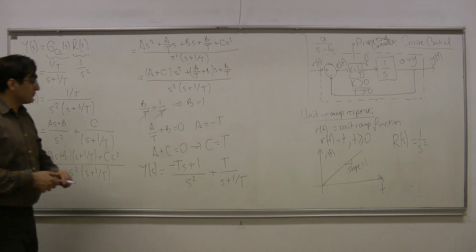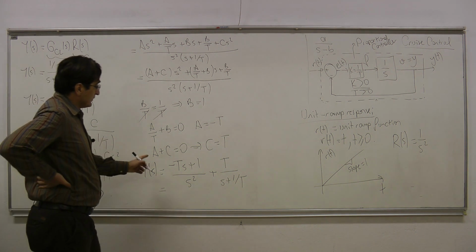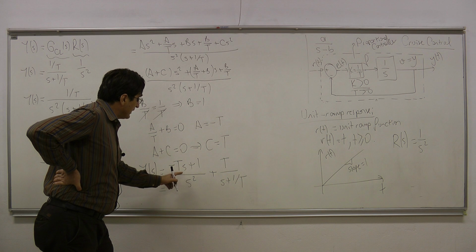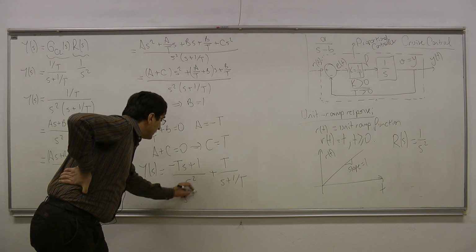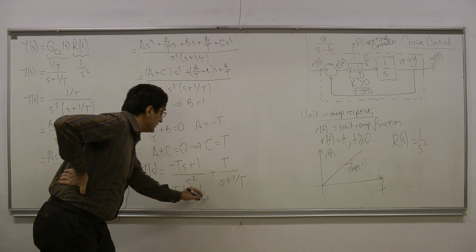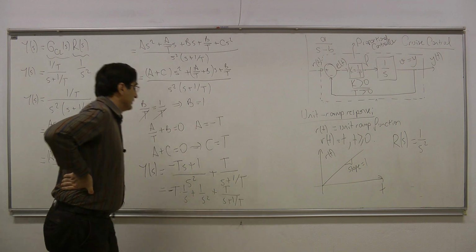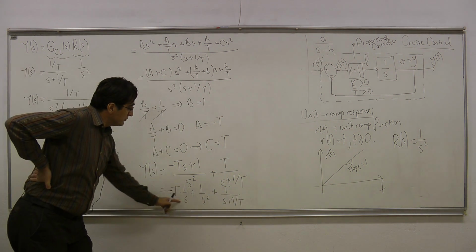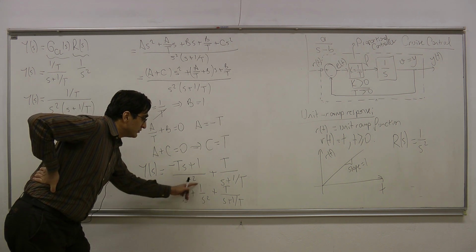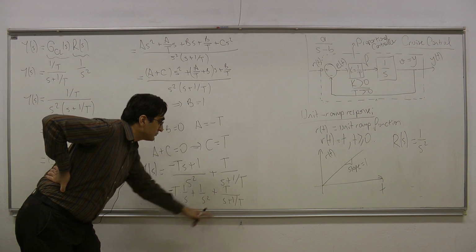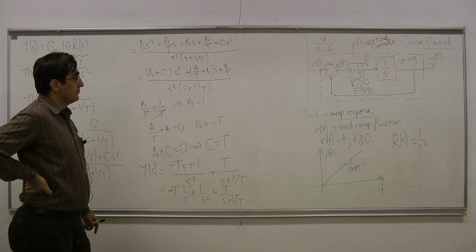So now let us try to take the inverse Laplace transformation of these terms. Here an interesting thing is that minus T s over s squared is going to be minus T times 1 over s, and I have plus 1 over s squared plus T over s plus 1 over T. Okay? Now this is the unit step function, 1 over s. 1 over s squared is the unit ramp function, and T over s plus 1 over T is nothing but an exponential which is multiplied by T.